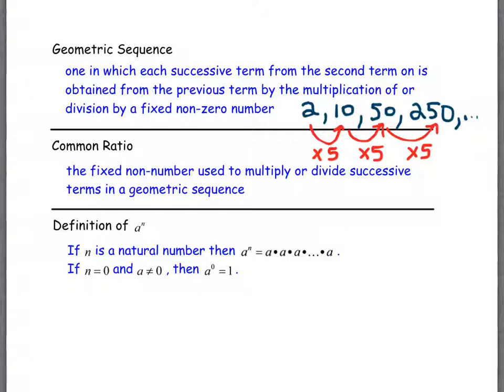So if we had something like a to the 5th, it would mean that we have a multiplied by itself 5 times. And so down here in my description, this should say n times. Right? So a to the n would be a multiplied by itself n times.